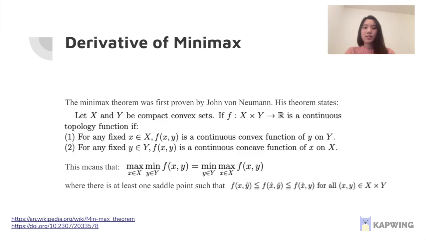If the function is a continuous convex-concave function, then if 1, for any fixed x-coordinate, the function is a continuous convex function of y, and 2, for any fixed y-coordinate, the function is a continuous concave function of x, then the Minimax theorem is true, shown below. This means that there is at least one saddle point in the function.